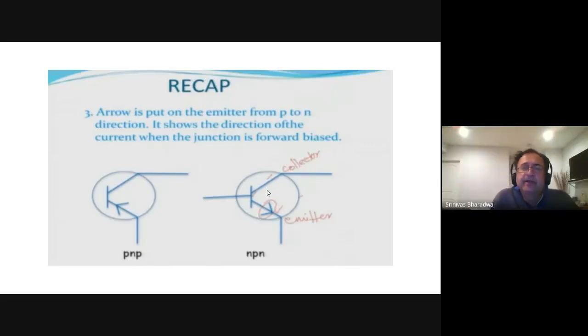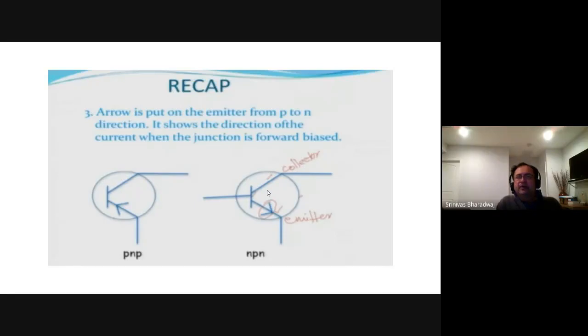So how is it operated? When you have three terminals, base, emitter, collector, N, P, N, so the base is P. This is the common emitter mode of connecting an NPN transistor.